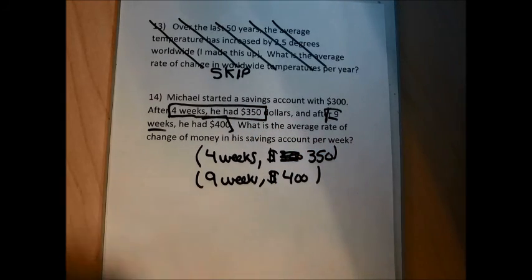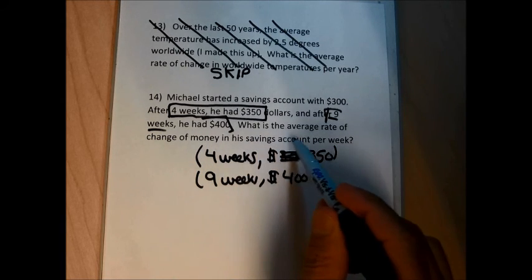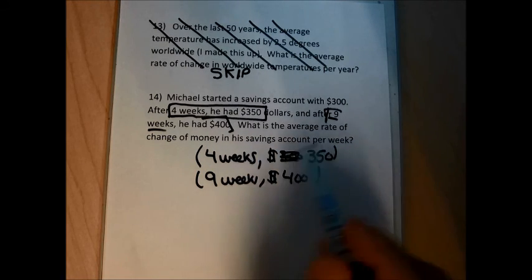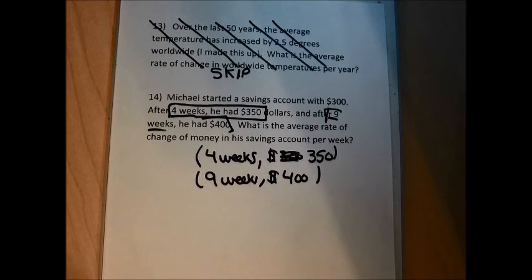And if I wanted to finish this problem up, I'd find the average rate of change would be dollars per week. Dollars is going to be in the numerator of the fraction. Weeks is going to be in the denominator of the fraction. The weeks is going to be in the denominator. The dollars is going to be in the numerator.